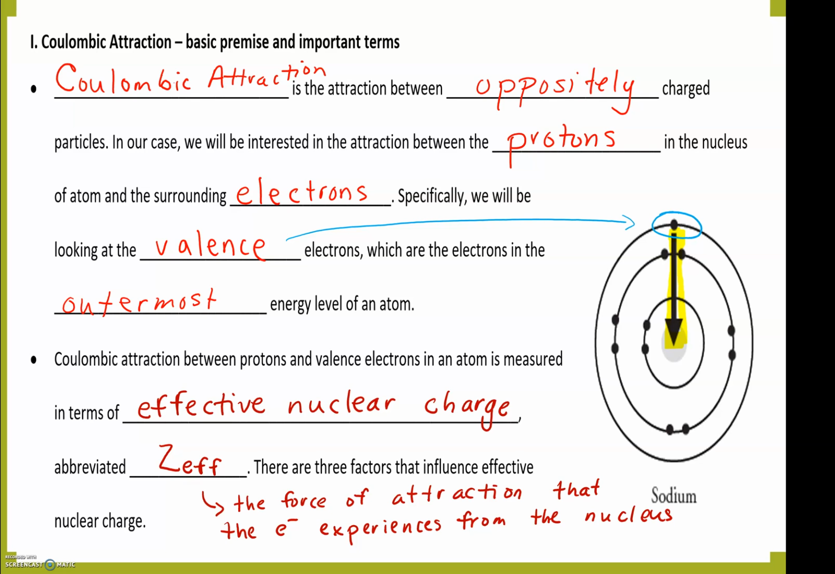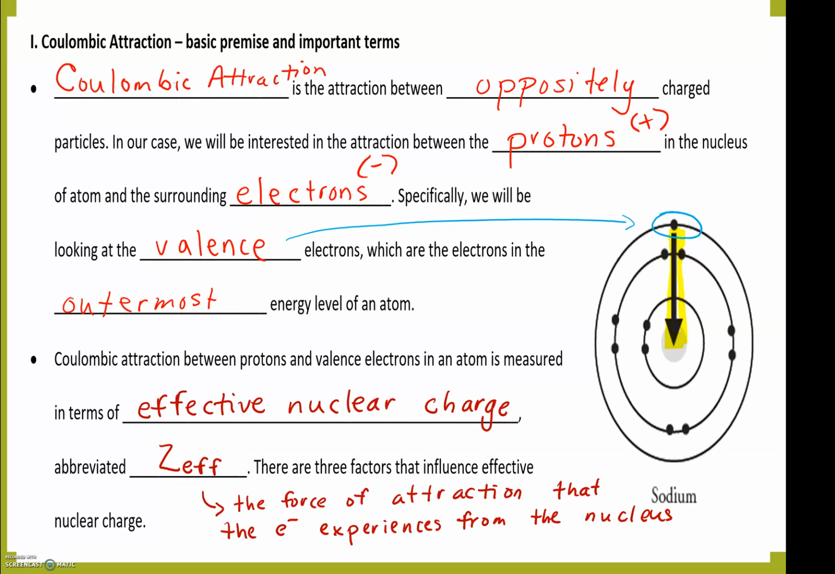So we're going to be interested in the attraction between the protons in the nucleus of the atom and the surrounding electrons. Pause. Does that make sense? Protons are positive, and so they would be attracted to electrons, which are negative. Opposites attract when we're talking about electromagnetism.